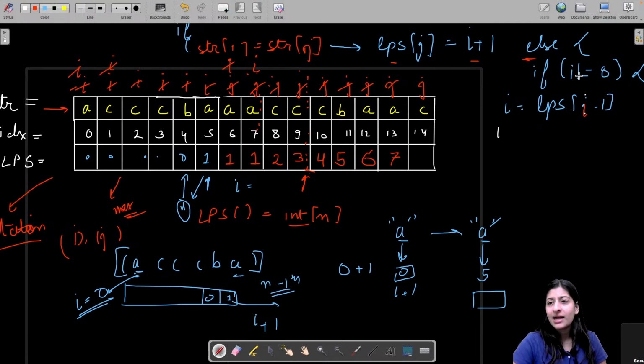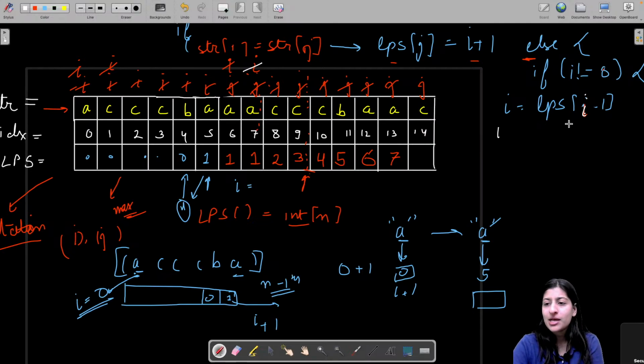So when there is a mismatch and your I is not equal to 0, you move your I back to LPS of I minus 1. So what is LPS of I minus 1? Currently I is at 7. I minus 1 is 6. This is telling you that till this string, the maximum length of longest prefix suffix was found to be 1, which means one length of a substring present at the starting of your string is the maximum length of prefix which is acting as suffix so far. So you move your I to that index.